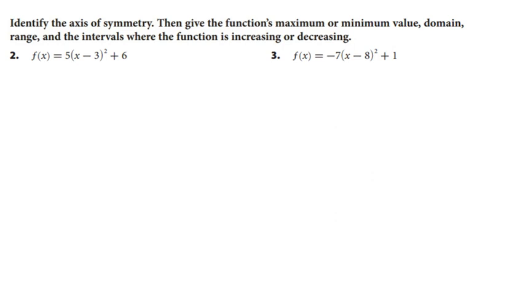Let's go on to the next algebra problem, which is 3. Identify the axis of symmetry, then give the function's maximum or minimum value, domain, range, and intervals where the function is increasing or decreasing. Well, again, we go to the standard form of a quadratic function, which is f of x equals a times quantity x minus h squared plus k. And so our vertex is going to be the coordinate pair h comma k.